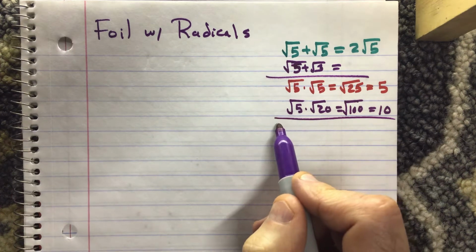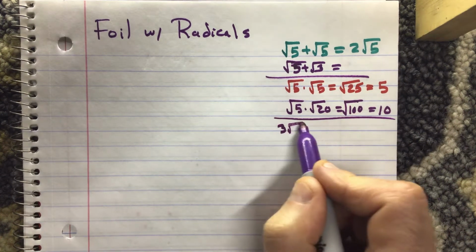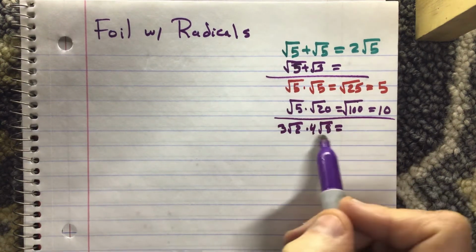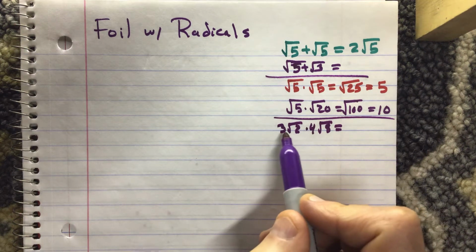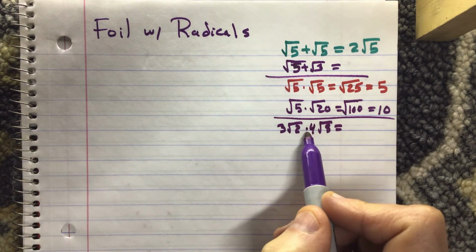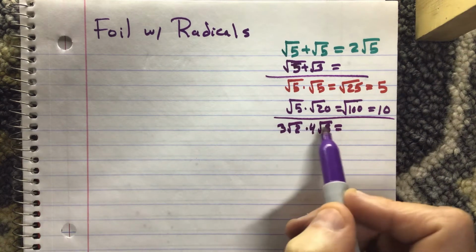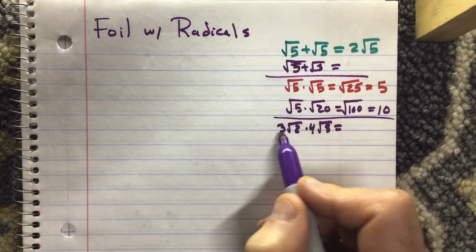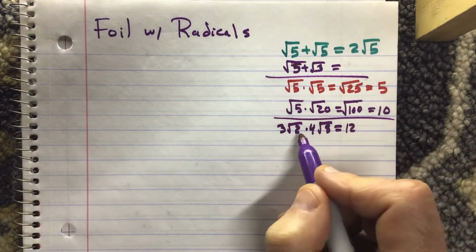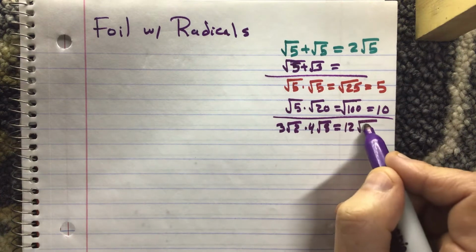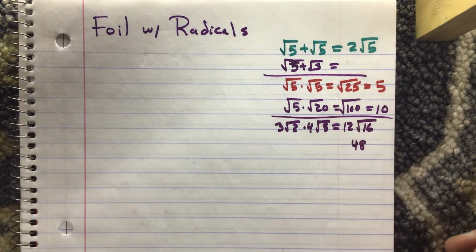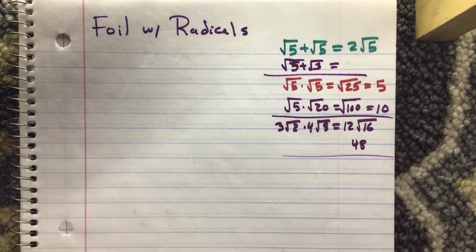Also, you could have something like 3 square root of 2 times 4 square root of 8. This is all multiplication. When you say 3 square root of 2, you're saying 3 times the square root of 2 times 4 times the square root of 8. So it's all being multiplied, so it sort of doesn't matter what order you do it in. I would multiply the terms in front first. 3 times 4 is 12. Square root of 2 times the square root of 8 is the square root of 16. And we know the square root of 16 is exactly 4. So it's 12 times 4, which is 48. Okay, so that's just a review before I show you the FOIL method.